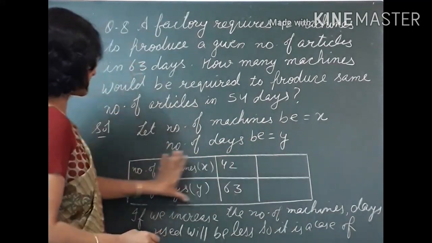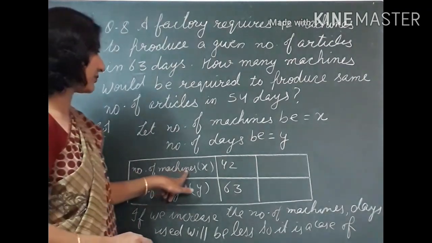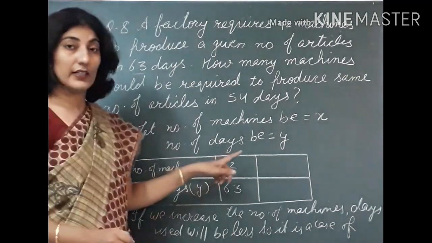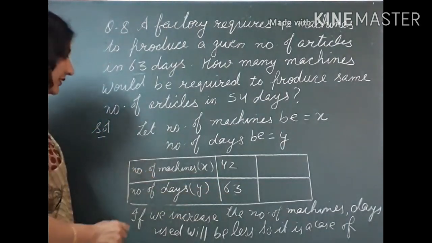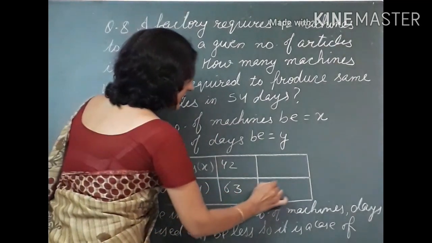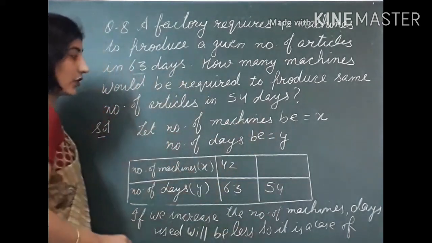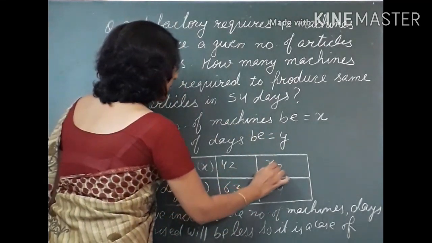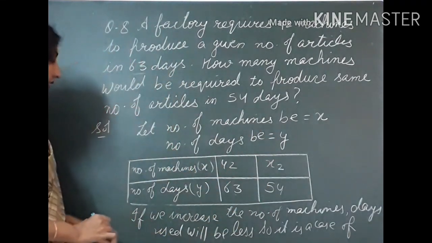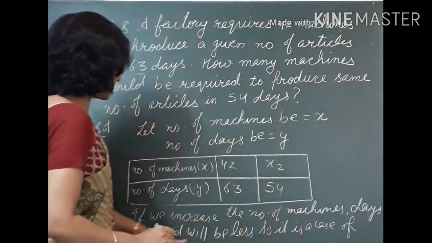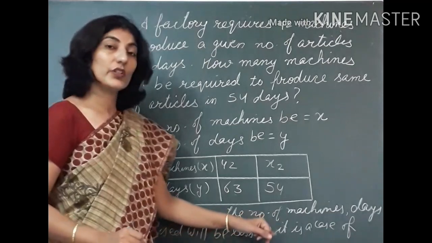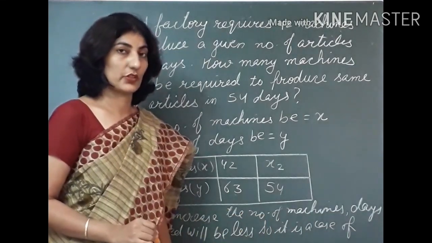Then I have to make this table, in which the first quantity is the number of machines x, and the number of days is y. When the number of machines is 42, the number of days was 63. Now they have to finish the work in 54 days. How many machines are required? That means we have to find x2. We will write the statement: if we increase the number of machines, the days used will be less. So it is a case of inverse proportion.